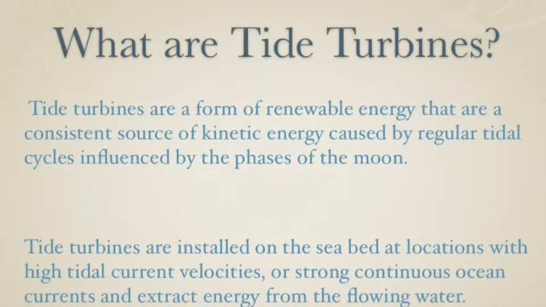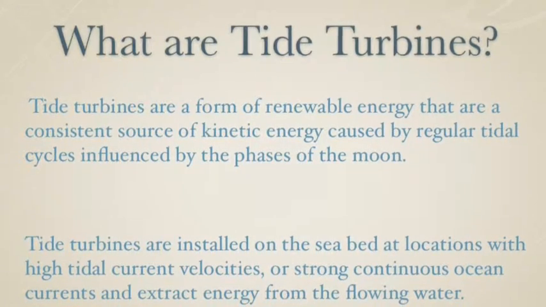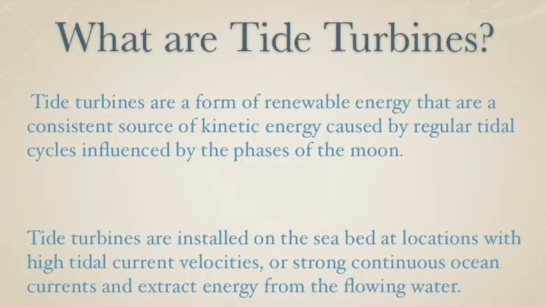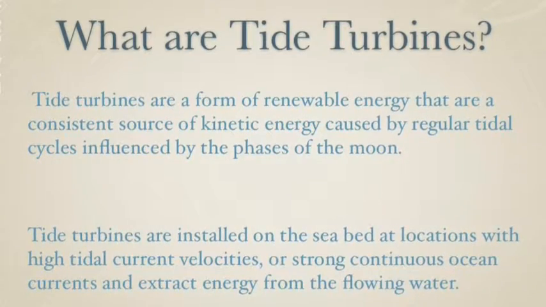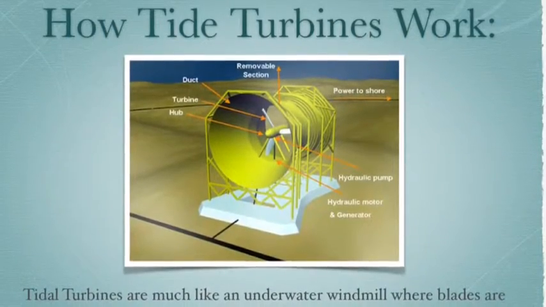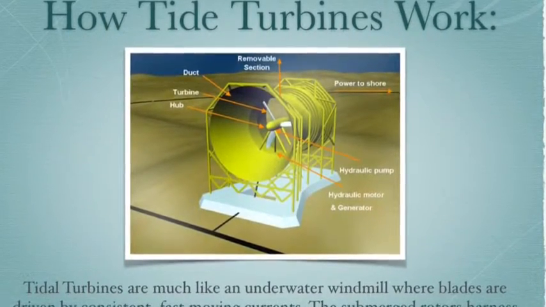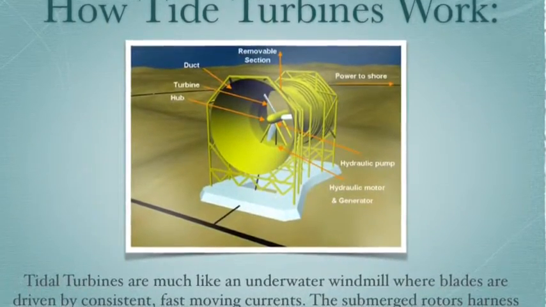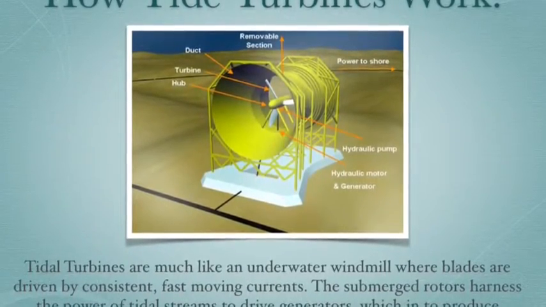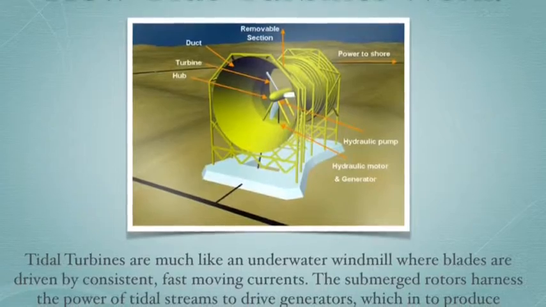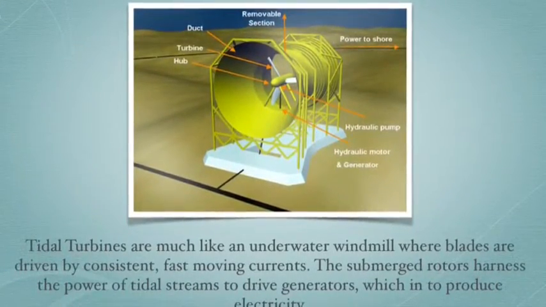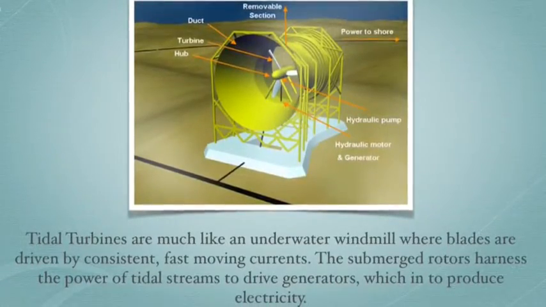Tidal turbines are also installed on the seabed at locations with high tidal current velocities or strong continuous ocean currents, and extract energy from the flowing water. How tidal turbines work: tidal turbines are much like an underwater windmill where blades are driven by consistent, fast-moving currents. The submerged rotors harness the power of tidal streams to drive generators to produce electricity.